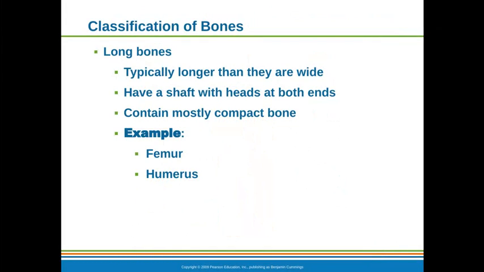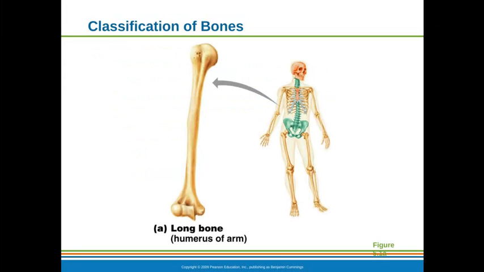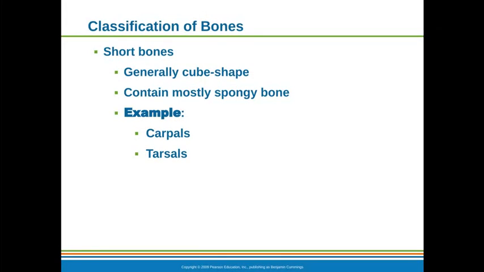So let's talk about long bones first. Typically, hence their name, they are longer than they are wide. They have a shaft with heads at both ends, and they contain mostly compact bone. Examples would be the femur and the humerus. This compact bone makes them very strong as well. Here we see the humerus of the arm being a long bone, the proximal bone of the arm.